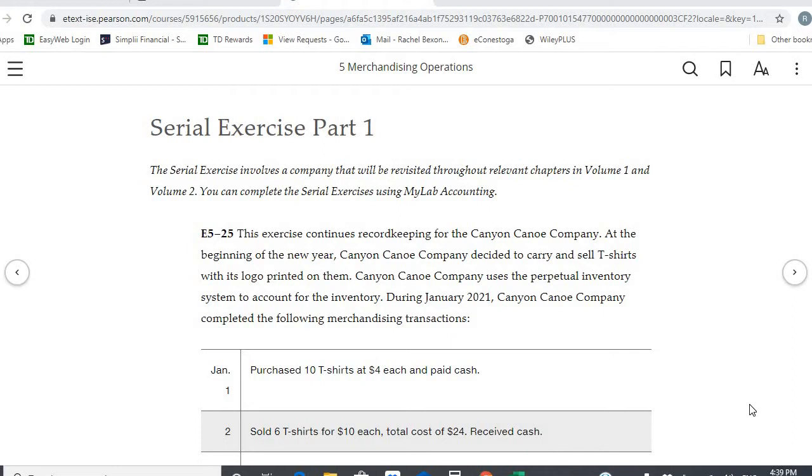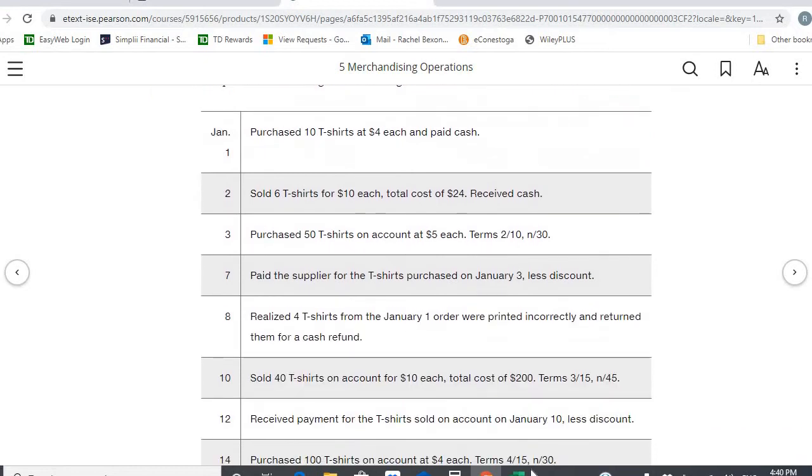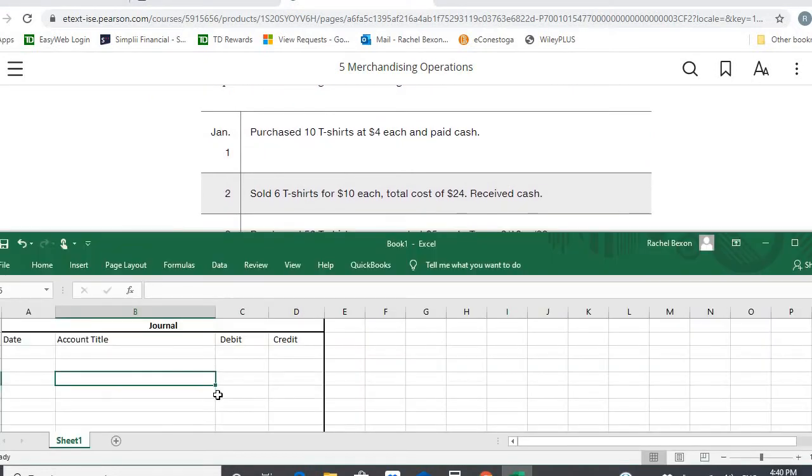A reminder that what that means is that inventory is updated every time there's a change, including when there is a sale. All right, we're going to do each one in turn, and I'm just going to put the answers into Excel so you can see me type them as we go.